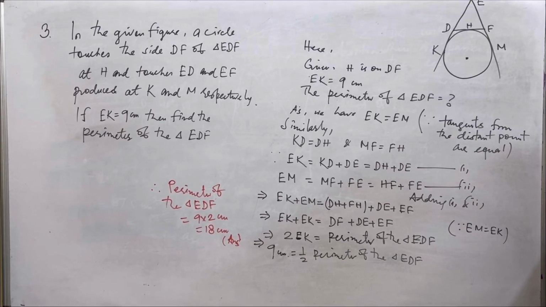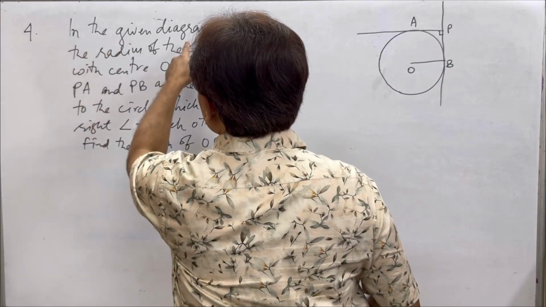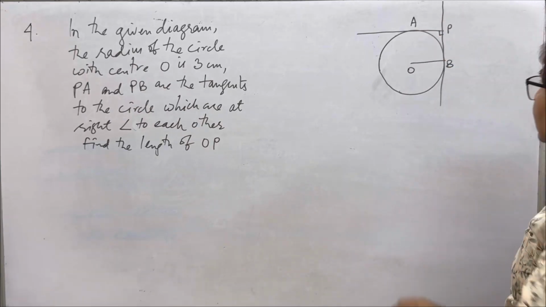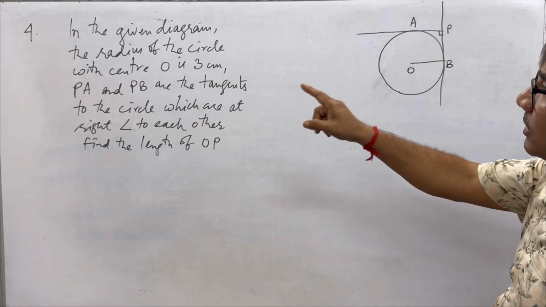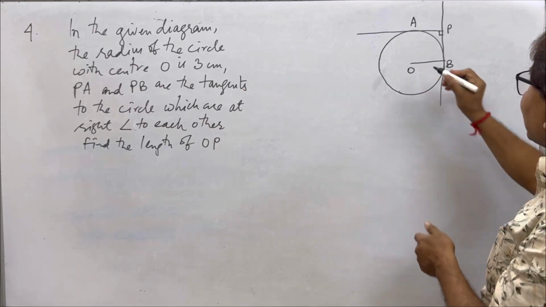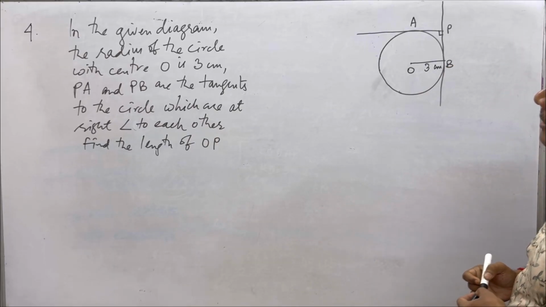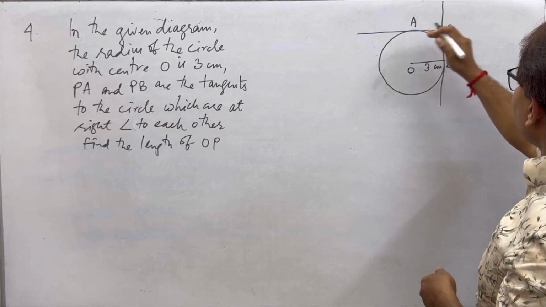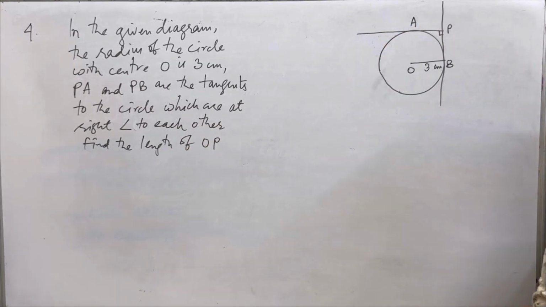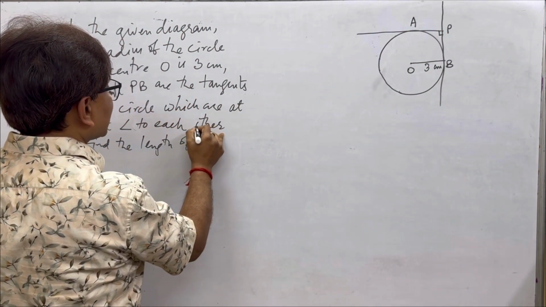Okay, chalo, next question number 4. Now see the next sum. In the given diagram the radius of the circle with center O is 3 centimeter. Here O is the center, so definitely OB equals 3 centimeter, given. PA and PB are the tangents to the circle which are at right angle to each other.